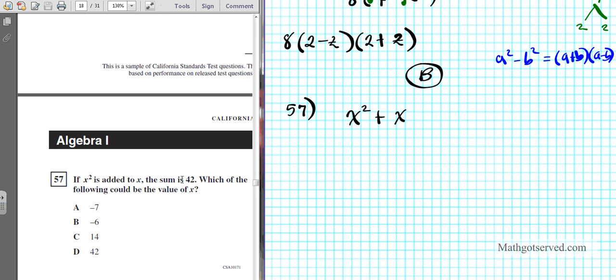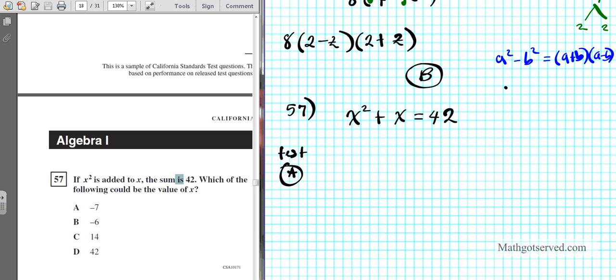And the sum is, the word "is" basically means equals, right? So is means equals 42. So which of these could be the value of x? Now the quickest way we can do this problem is by plugging in the answers into x and see which one works. Let's start out by testing option A. If option A doesn't work, then we move on to option B, okay? So does A satisfy this equation? In other words, if I plug in A for the x's, do I get a true statement?